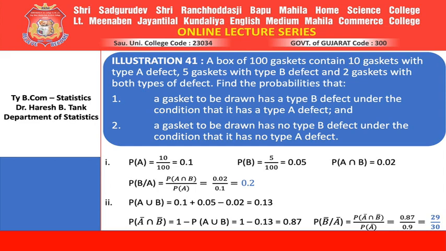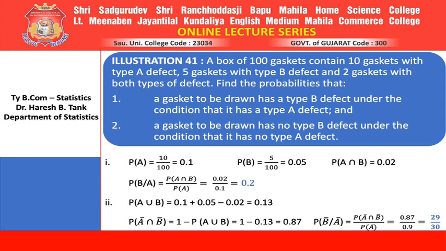Okay. Now, what is needed? A gasket to be drawn has a type B defect. That means probability of B under the condition that it has a type A defect. That means probability of B where A already occurred is to be found out. We know that formula, probability of A intersection of B divided by probability of A. Now both these probabilities are known to you. 0.02 divided by 0.1, simplifying it, it comes to 0.2. That becomes the answer of the first.